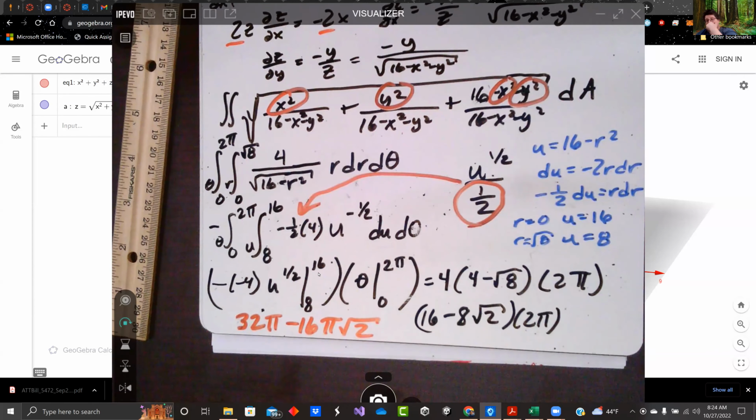X squared plus... Yeah. But it is what it is. The bounds. Well, where do we get them? So.